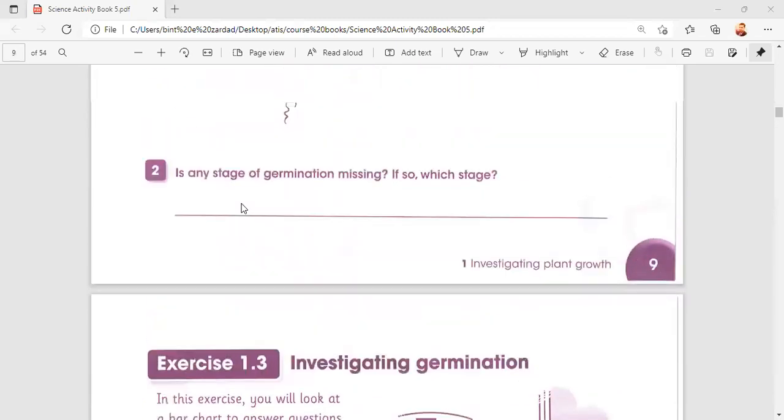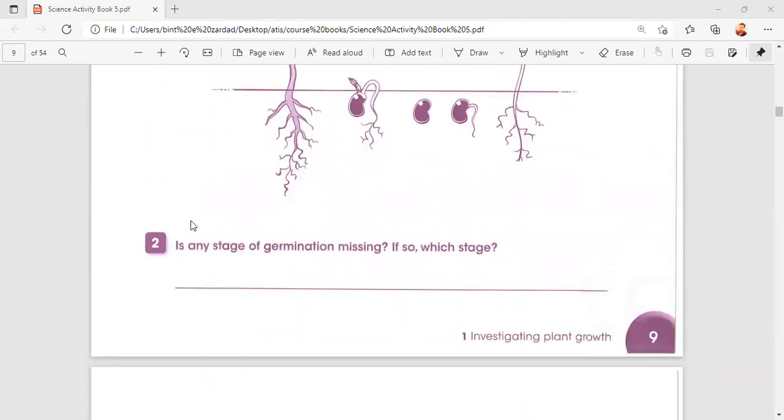Lesson 1.3. Before lesson 1.3, question number 2 for lesson 1.2. Is any stage of germination missing? Is there any stage missing? If so, which stage? Yes, obviously there is one stage.